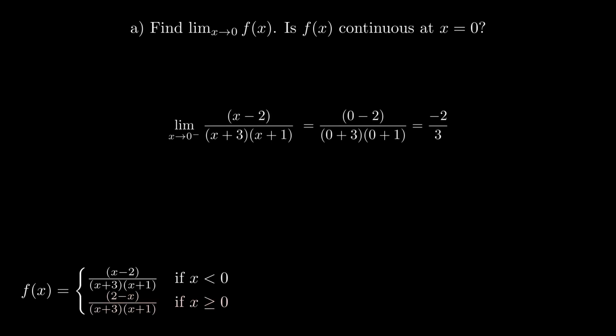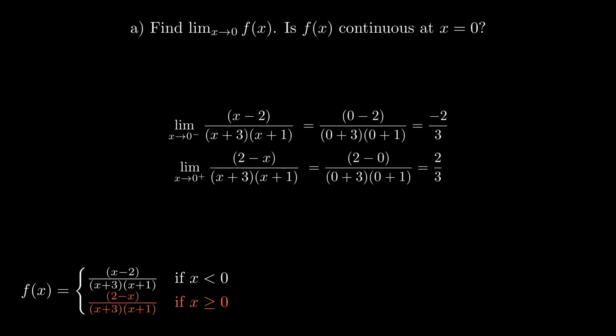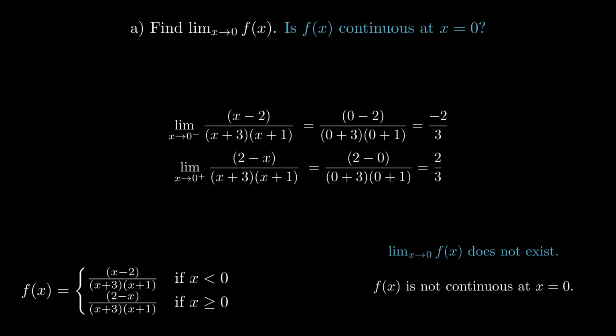Now, the right-hand limit looks like this other part of the function. We can try the same strategy by plugging in 0, and we see that we get 2 over 3. Now, even though the numbers look similar, because they're not the same, we can confidently say that the limit at this point does not exist. As for the second part of the question, we know that if the limit does not exist at a point, then the function is said to be discontinuous at that point.